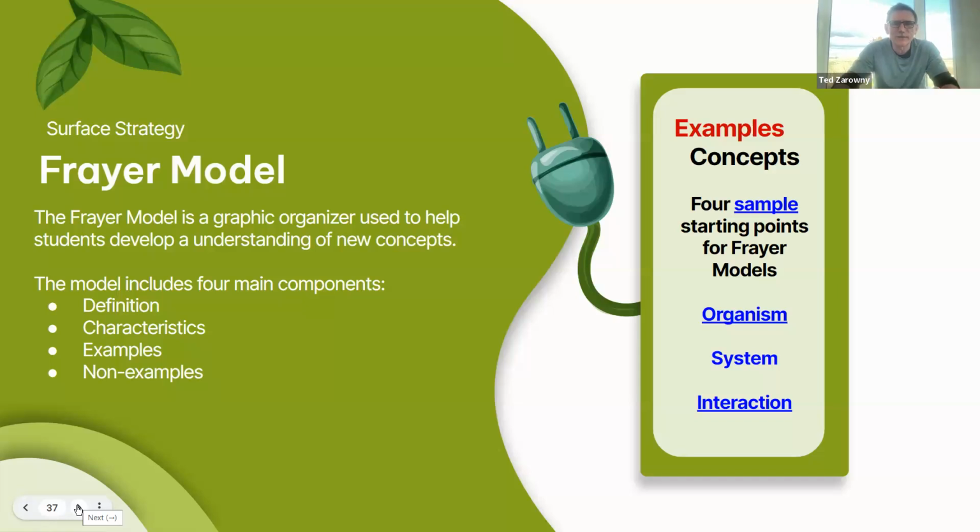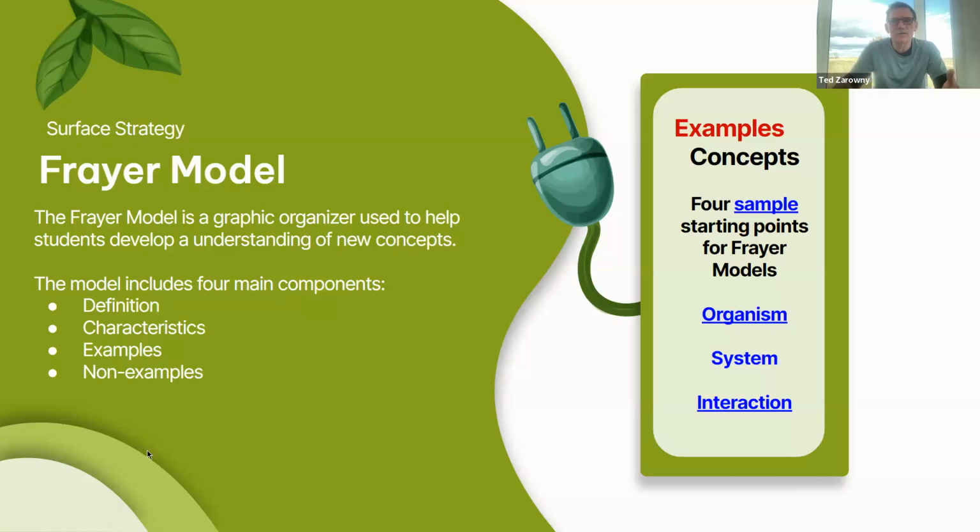One part is what's the definition of, in this case, system. What are the key characteristics of system, which is parts working together, essentially? What are some examples of system in another quadrant? And then what are some non-examples of systems in a different quadrant? So the Freyer model helps students to consolidate their understanding, again, working not only with the definition, but providing examples and non-examples, once they can see.